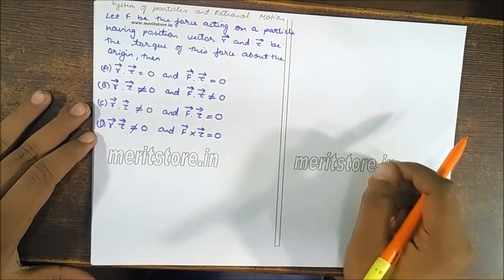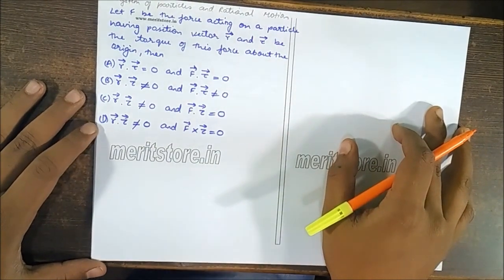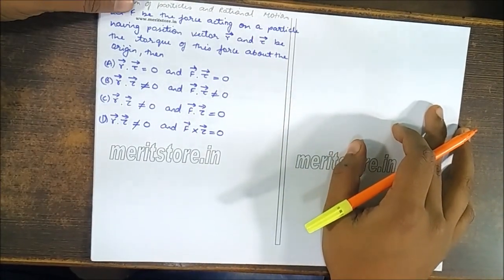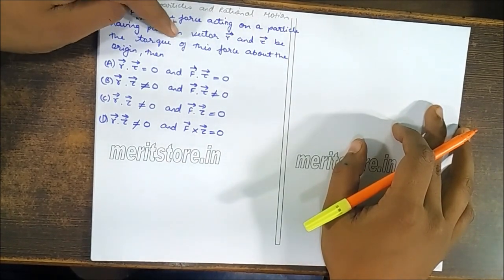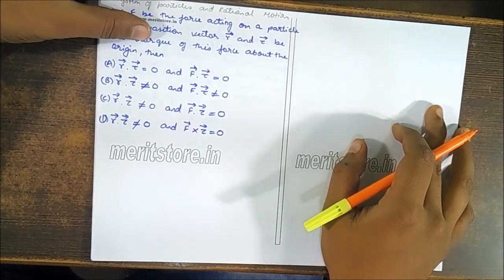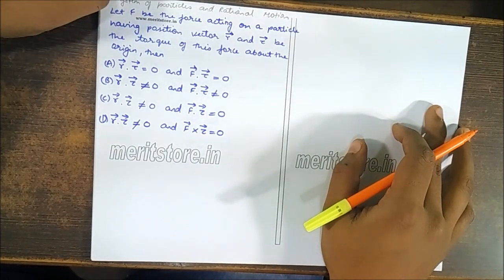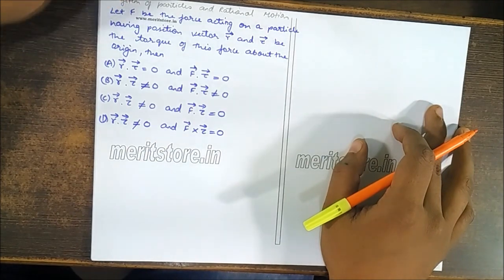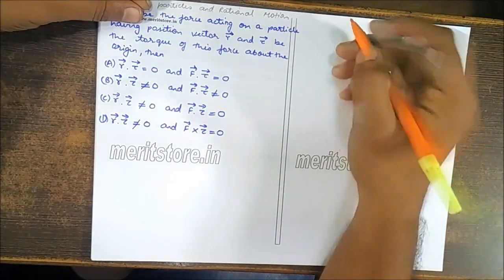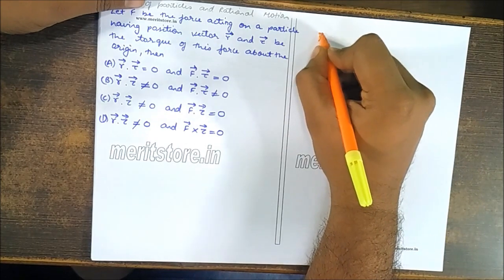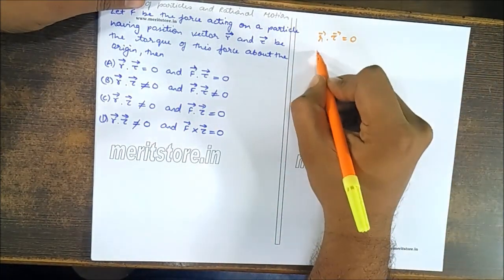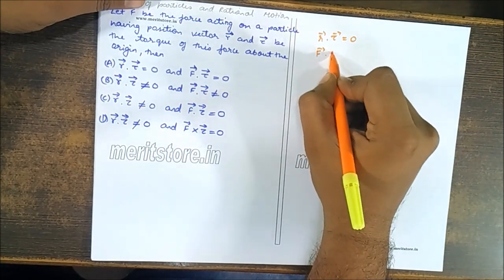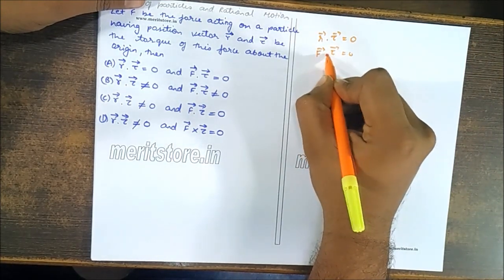Now the next question: let F be the force acting on a particle having position vector r bar, and tau bar be the torque of this force about the origin. The following conditions are given and we have to classify whether these conditions are true or not. Now let us see the first condition. It is r bar dot tau bar equals 0 and F bar dot tau bar also equals 0.